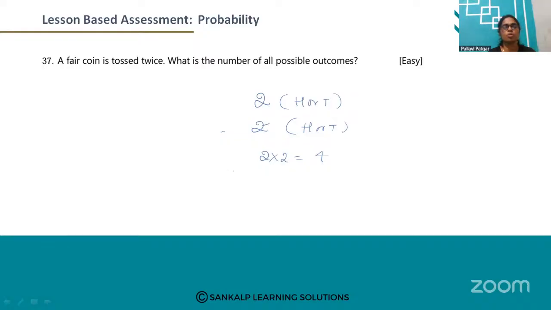So the 4 possible outcomes are head-head, head-tail, tail-head, tail-tail. Okay. Therefore, the number of all possible outcomes is 4.